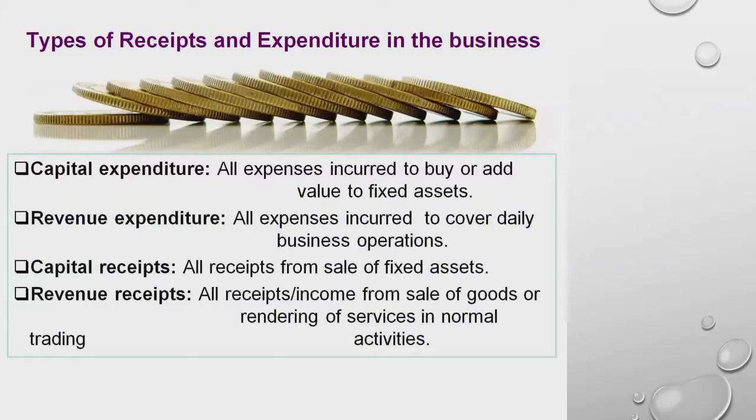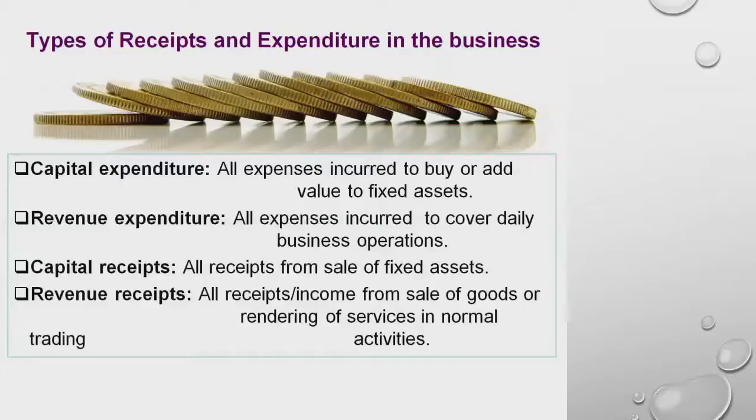Now we are going to look at the types of receipts and expenditure in the business. We have four. What is capital expenditure? Capital expenditure is all expenses incurred to buy or add value to a fixed asset. Money used to buy or acquire a fixed asset, that is capital expenditure. Or when you are using money to renovate the building, or adding value to a vehicle or equipment or machinery in a business, that is capital expenditure.